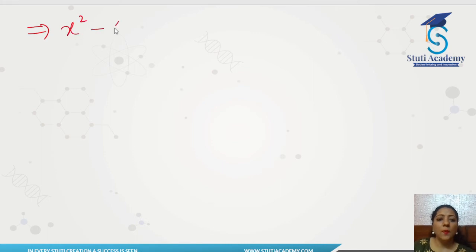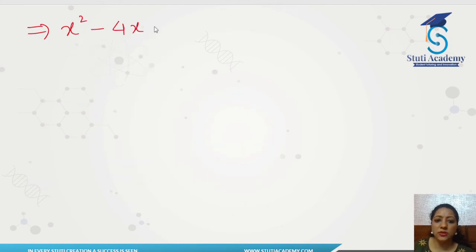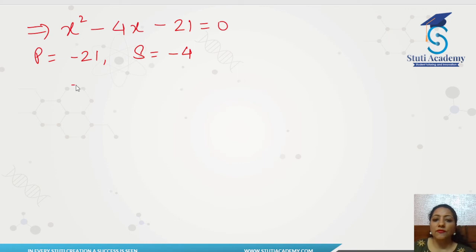So x square minus 4x. Also, we can combine this minus 15 and minus 6. We'll get minus 21. So now this equation we can either solve by factorization or by quadratic formula. So we want two numbers whose product is minus 21 and the sum is minus 4. If we take minus 7 and positive 3, that is going to give us the product minus 21 and that will give us the sum minus 4.